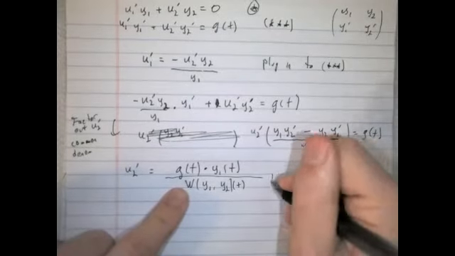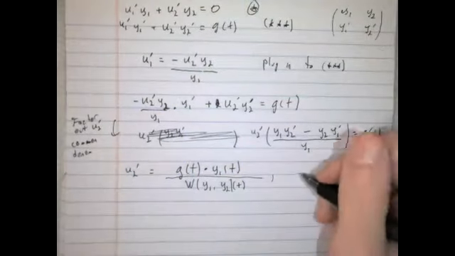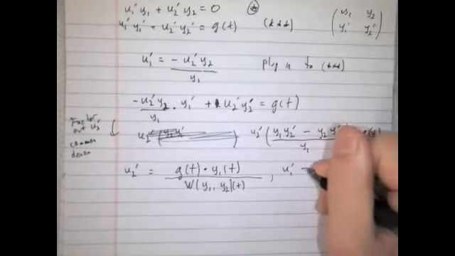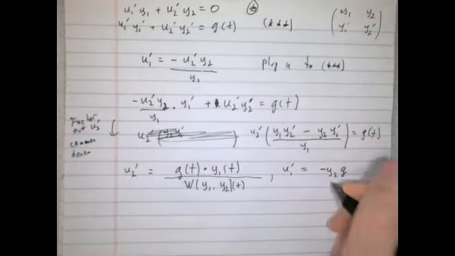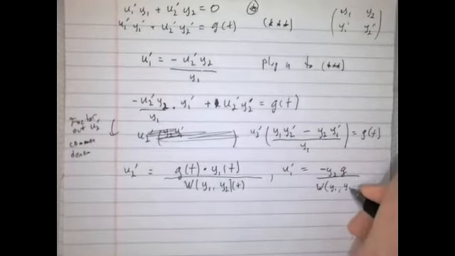Similarly, you do this whole calculation, but instead of solving for u2, you solve for u1 prime. We also get u1 prime is equal to negative y2 g divided by the Wronskian of y1 and y2.